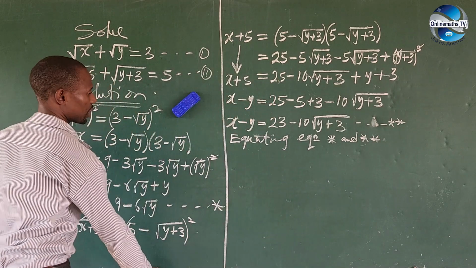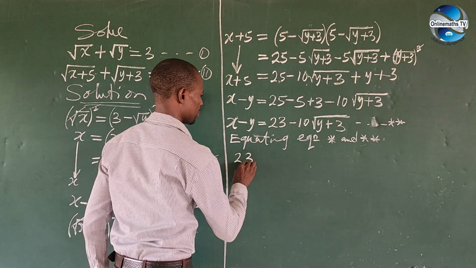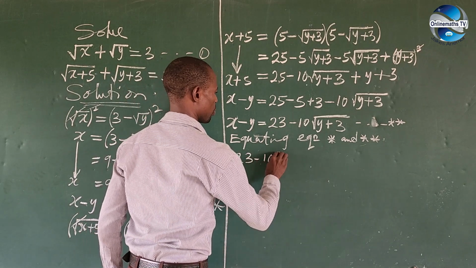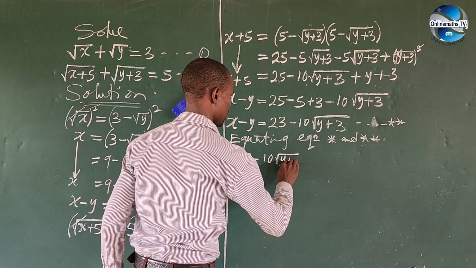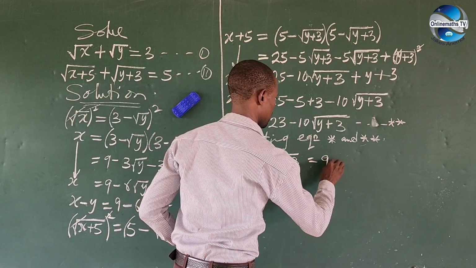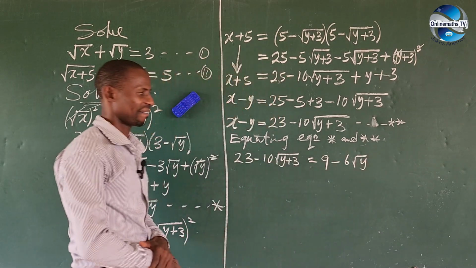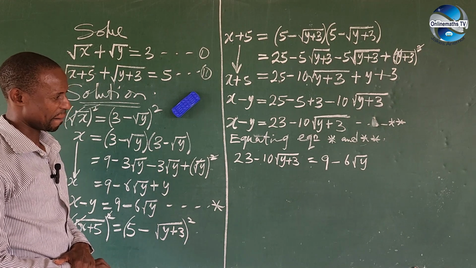This will give us what? So this is going to give us here 23 minus 10 root y plus 3 is equal to 9 minus 6 root y. You see that?